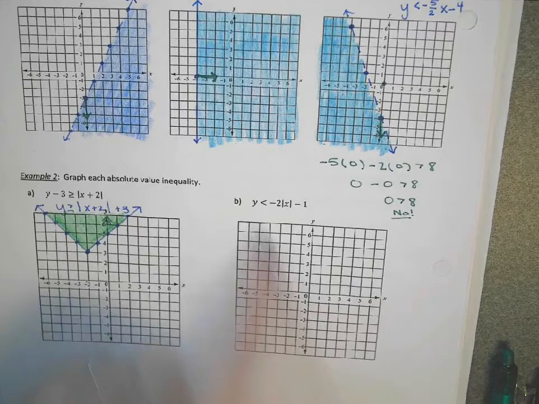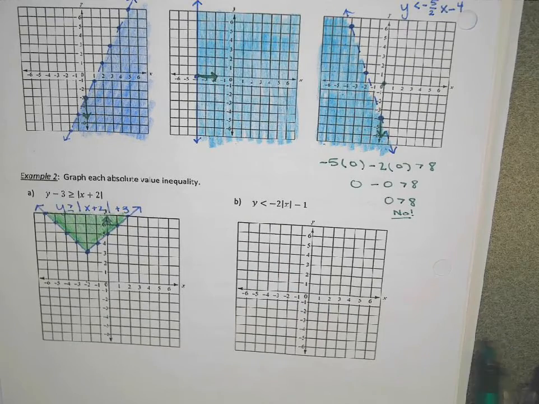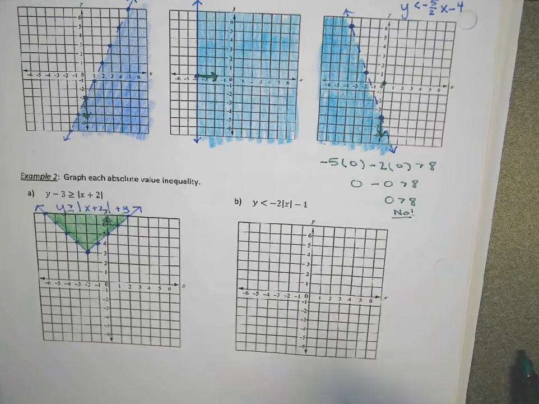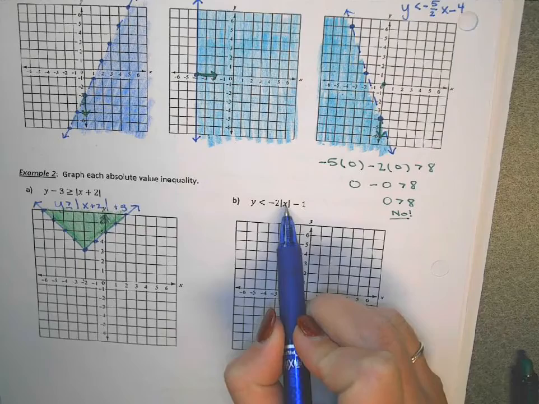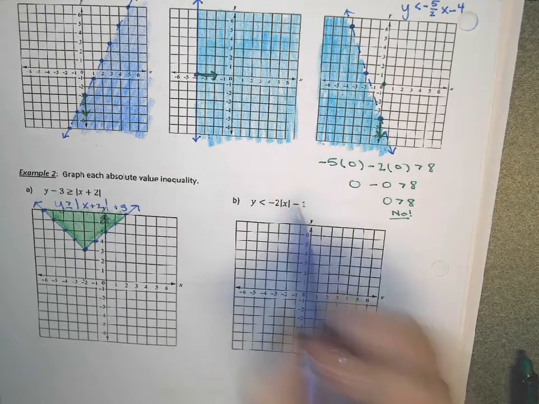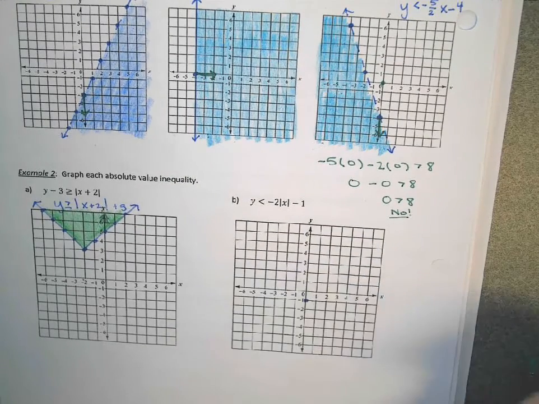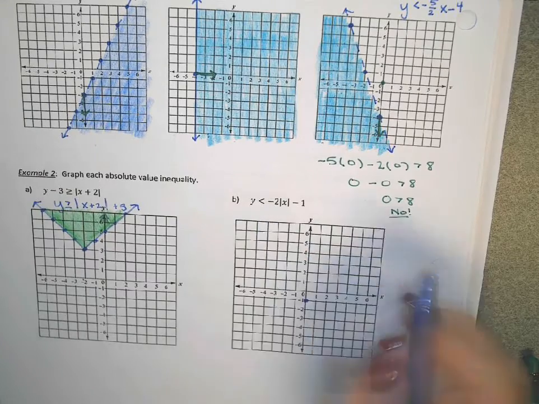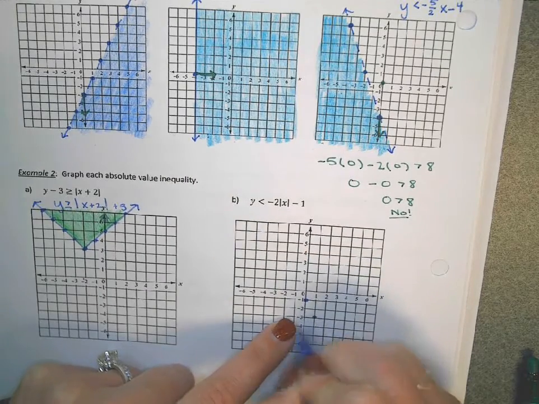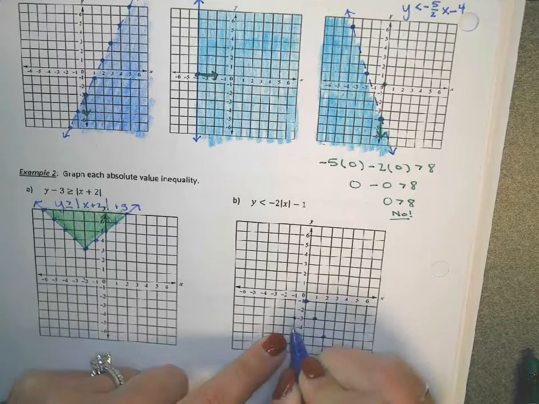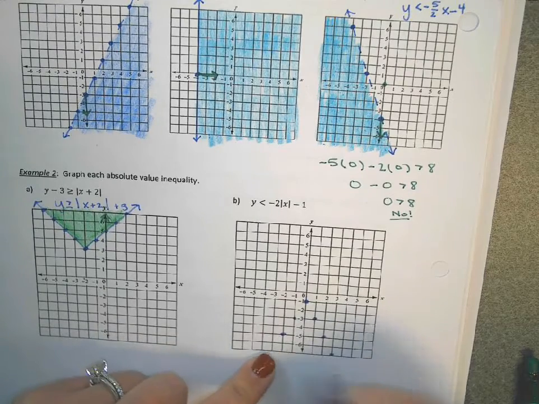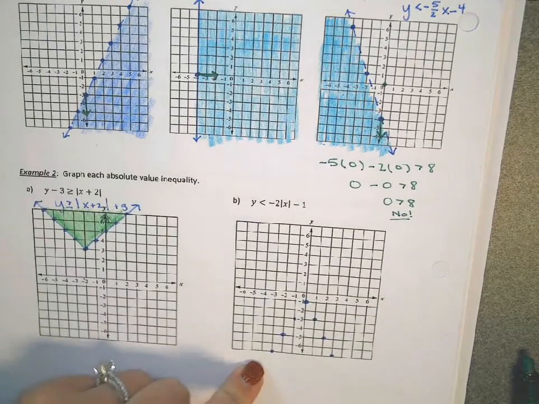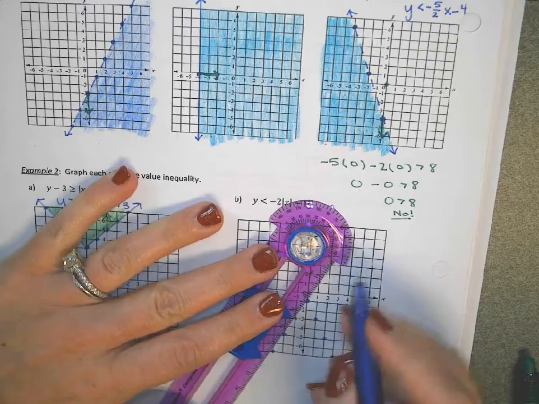All right, last one here. This one. How does it move? There's no adding or subtracting on the inside, so it doesn't move left or right. It goes down 1. So there's your vertex. It is upside down because of that negative, and that slope tells you it goes down 2, out 1. Down 2, out 1. Now let's look. We're going to connect that with a dashed line.